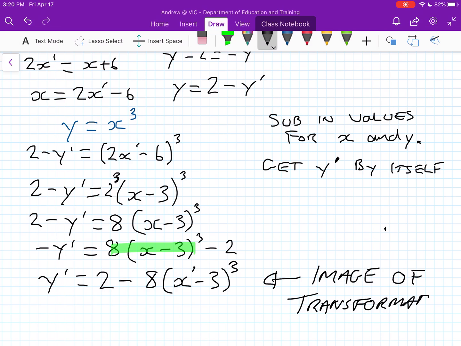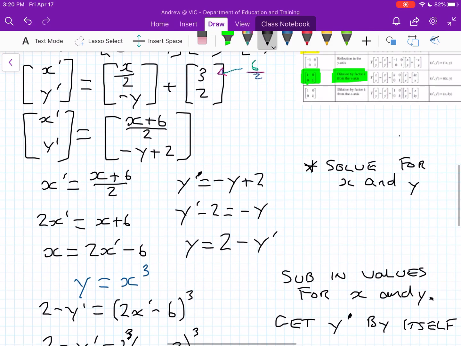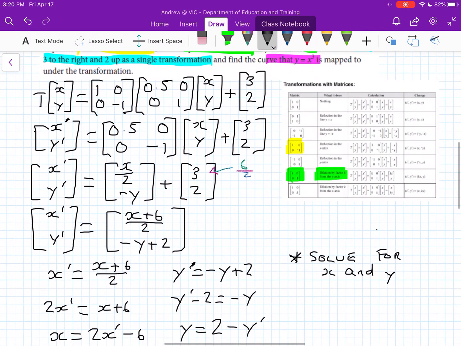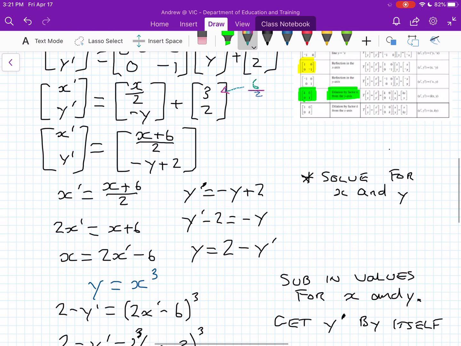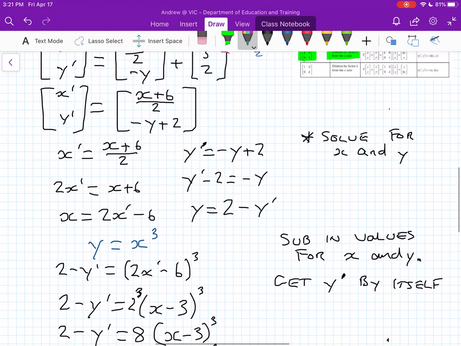Hopefully this helped with doing these types of questions, and I can quickly just go through everything again. Firstly, just make sure that you get all your right transformation matrices up here, putting it in this format. So your dilations and your reflections first, and then your translations at the end with the plus. Combine your dilations and reflections into that matrix there, then multiply it with your x, and then combine those two there. So it is important to follow those steps. Then you've got your equations, you just need to rearrange them.